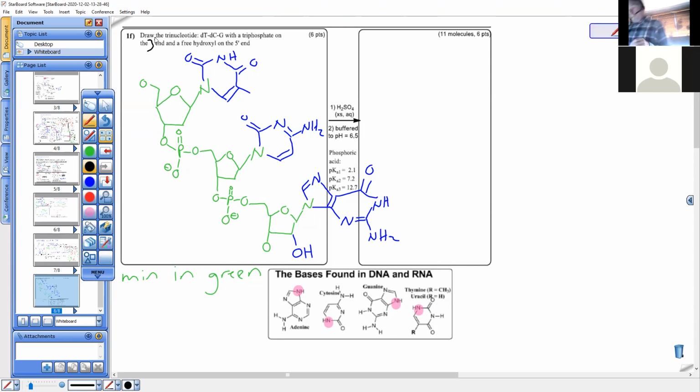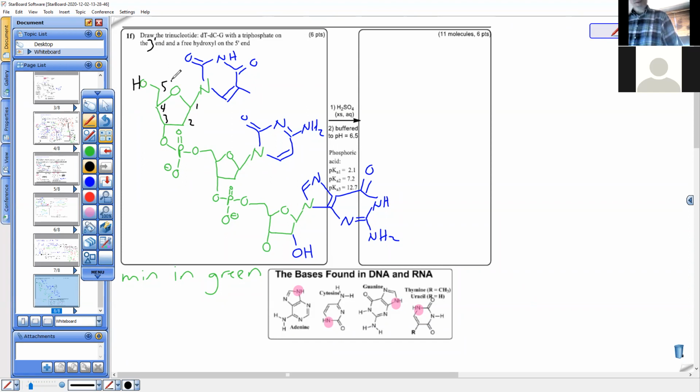And you have to remember the numbering on the rings: the anomeric one is 1, 2 is the one where it could have deoxy or not. 3 is there, 4 is here, 5 is there. And the 5' end has a free hydroxyl. It's called the 5' end.